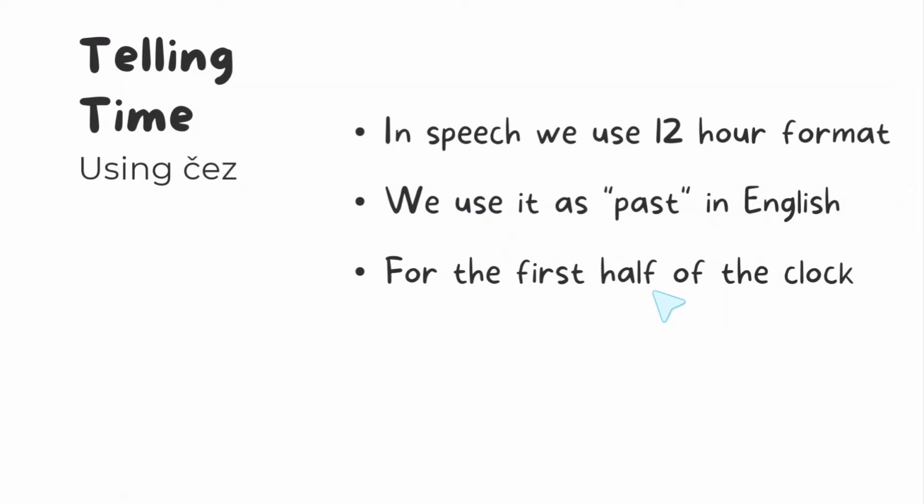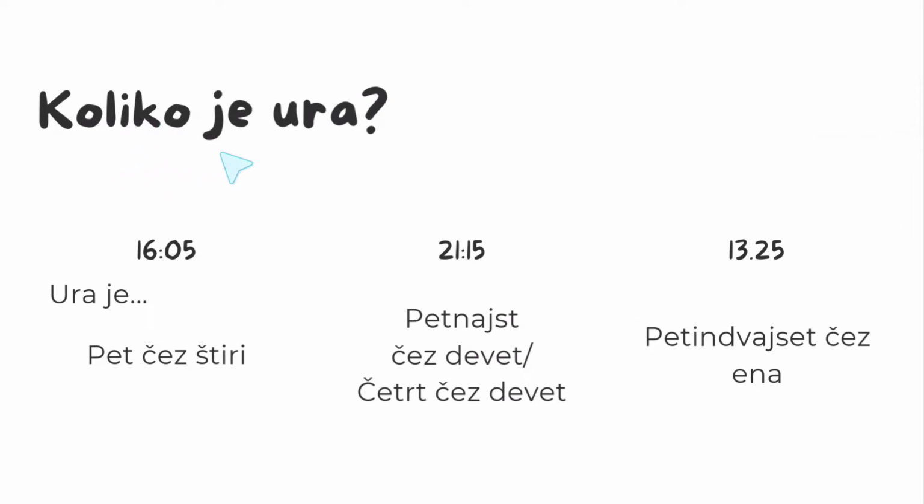It's used for the first half of the clock, meaning we can use this format from here to here. But we cannot use it here anymore, because that's when we use a different thing. So, somebody asks you, koliko je ura? If it's 4:05, you will say, ura je 5 čas 4. 5 čas 4 means 4:05. You will say the 5 first, then you will say čas, and then 4. Okay? That's how you say it.